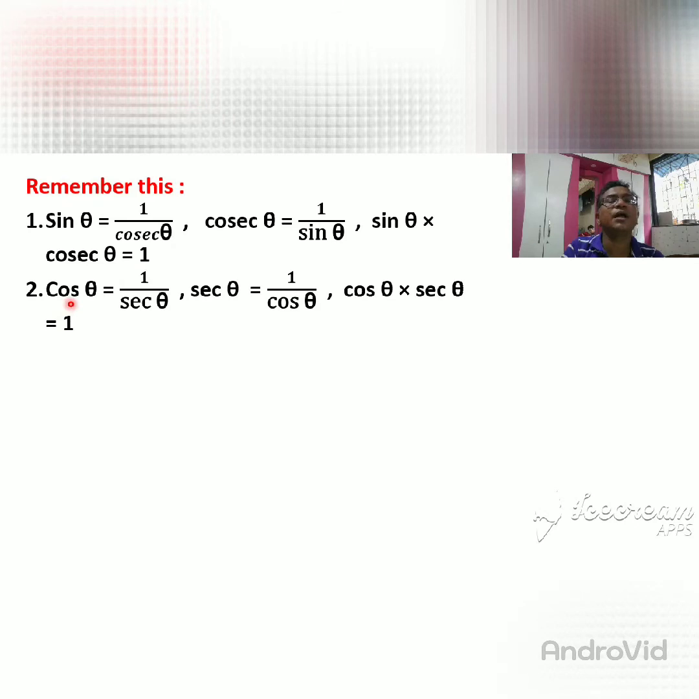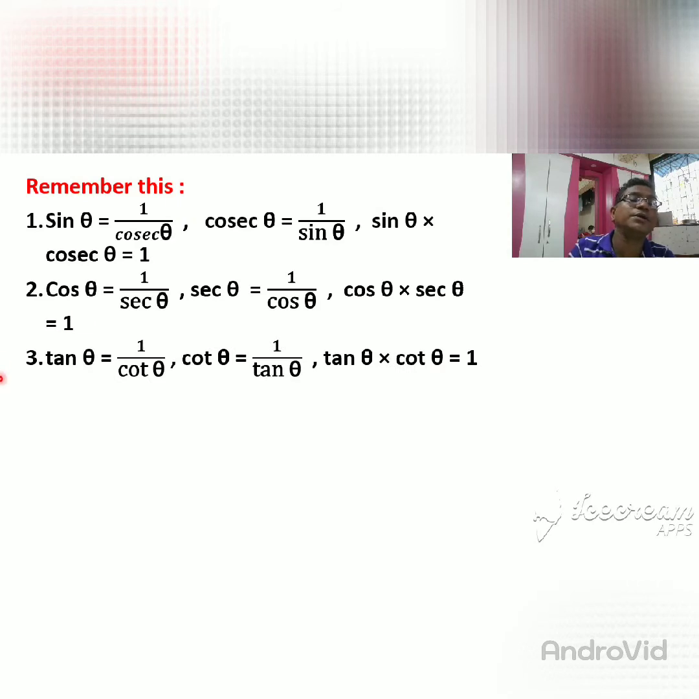Then cos theta is equal to 1 upon sec theta. Then sec theta is equal to 1 upon cos theta. Then cos theta into sec theta is equal to 1. So you must write this in your notebook and remember that cos theta is equal to 1 upon sec theta, and sec theta is equal to 1 upon cos theta. I will explain again with that diagram also. Cos theta into sec theta is equal to 1. Then another: tan theta is equal to 1 upon cot theta, and cot theta is equal to 1 upon tan theta.